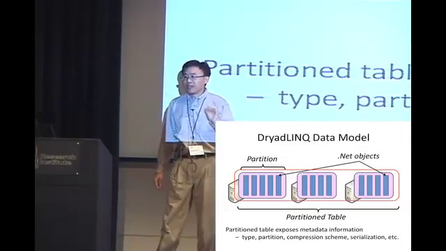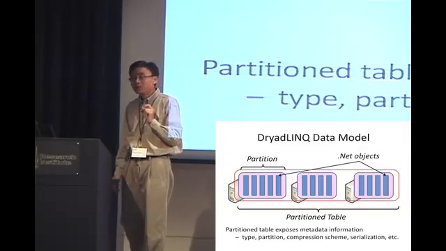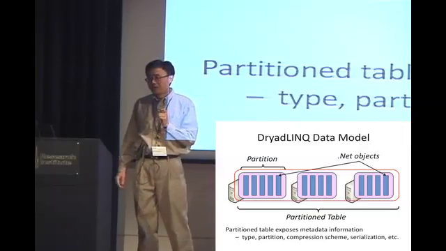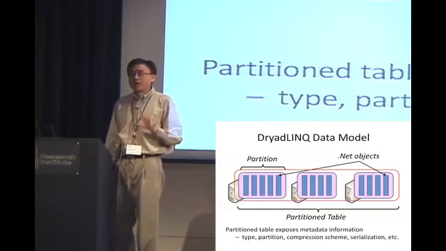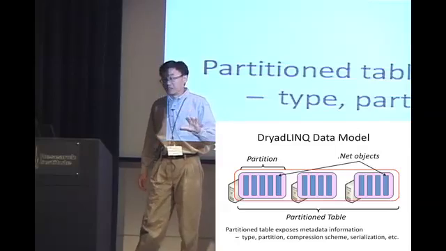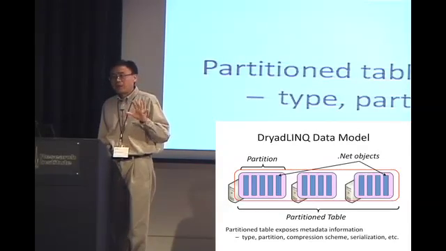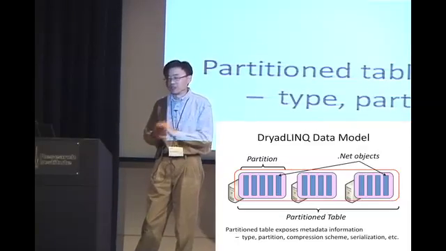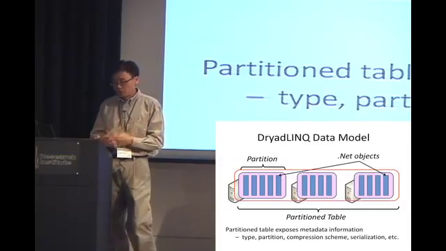For DryadLINQ, the data model is just a straightforward extension of the LINQ model. We add a new data type called partition table. The partition table implements exactly the same abstraction of the .NET collection, but the objects are partitioned and stored and distributed over multiple machines. But collectively, they provide the same high-level abstraction.